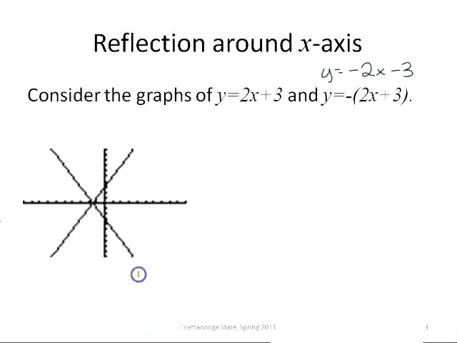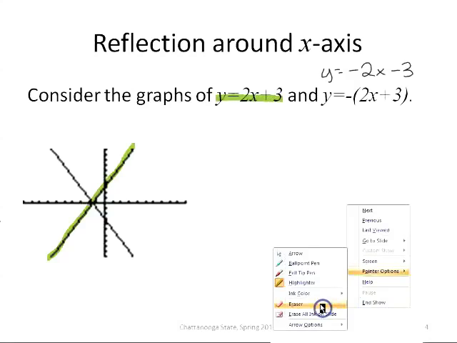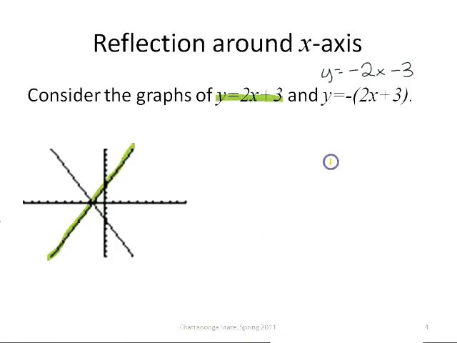Again, let me change to my highlighter so we can tell which graph is which. Here, y equals 2x plus 3 is going to be this graph. It's the line that has the positive slope. So, the graph of y equals negative 2x plus 3 is the one with the negative slope.